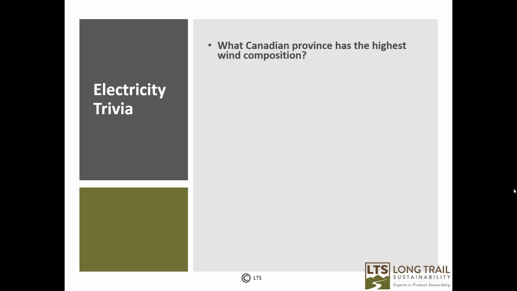I see one guess here for Alberta. Any other guesses? Quebec, all right. So the Canadian province with the highest wind composition is actually Prince Edward Island, with 99% of their electricity coming from wind.